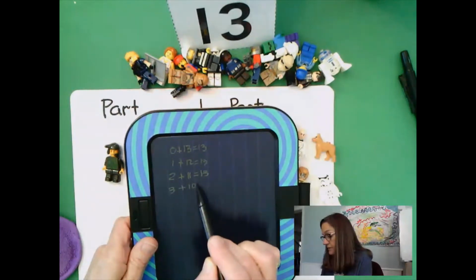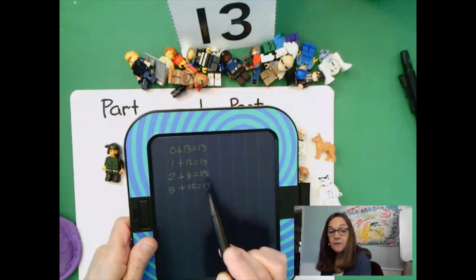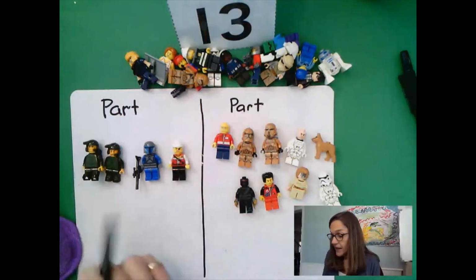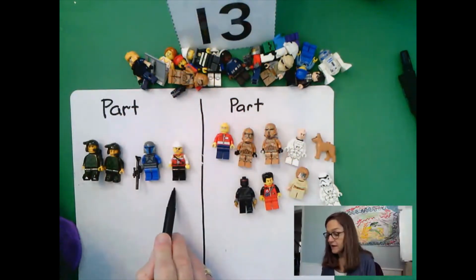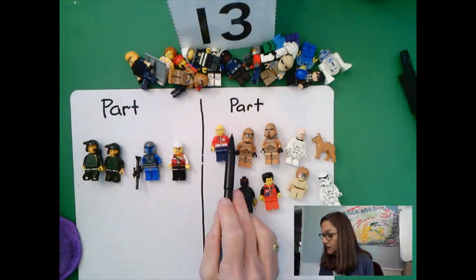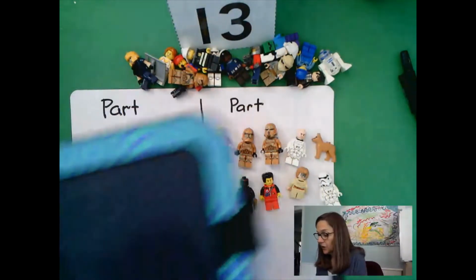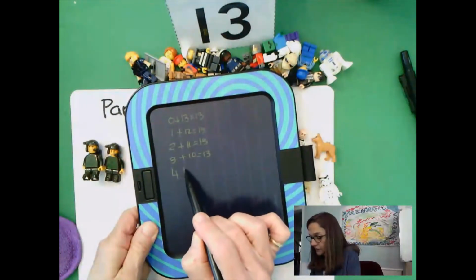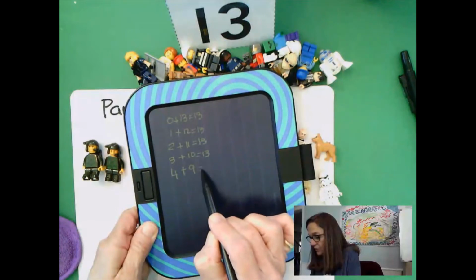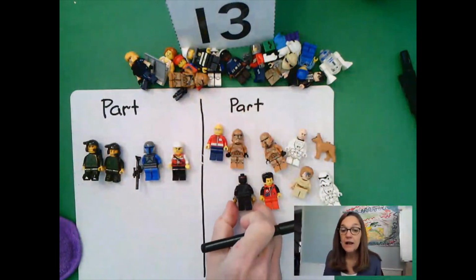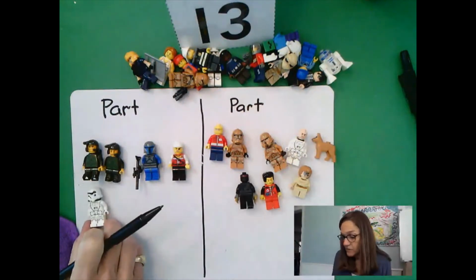Here we are, 3 plus 10 equals 13, okay? I'm going to slide another Lego figure over. Now I've got 4 over here, and I only have 9 over here. You can see it's an odd number because this guy doesn't have a partner. Okay, so 4 plus 9 equals 13.